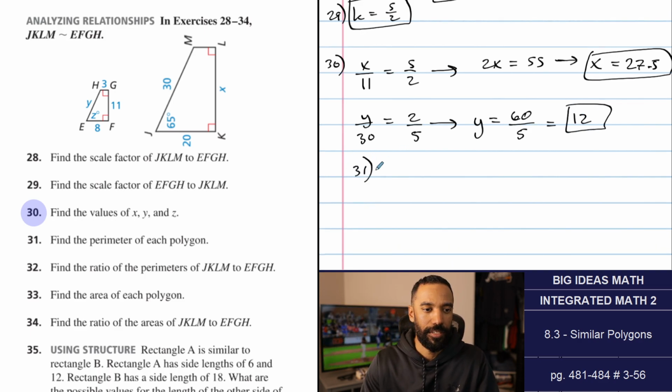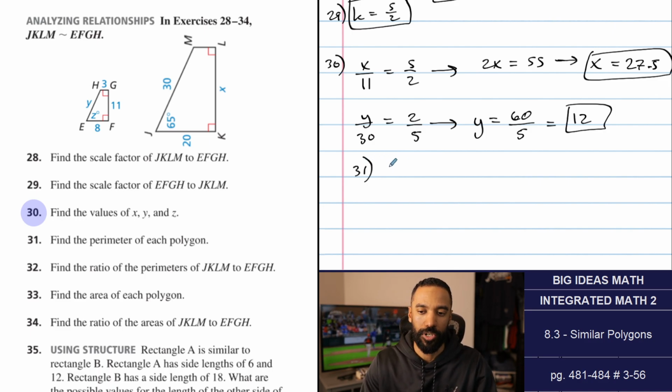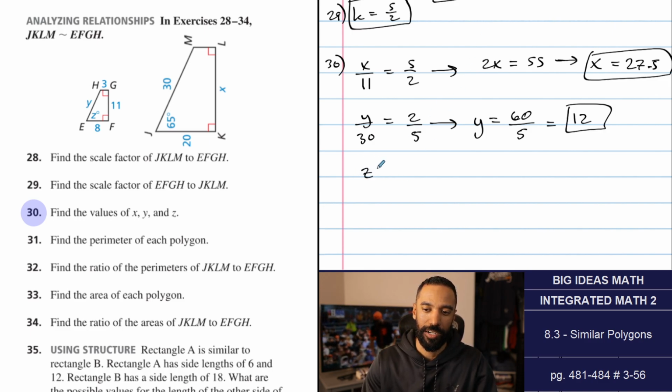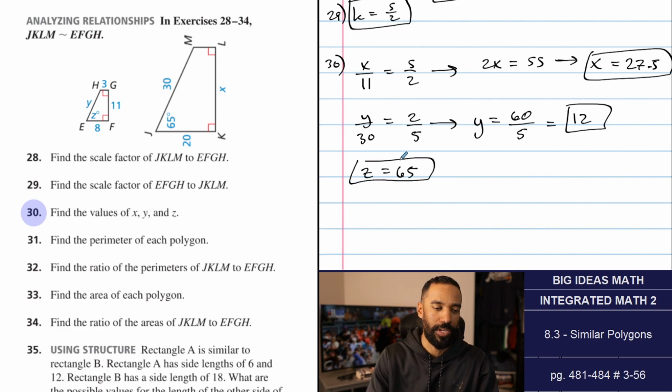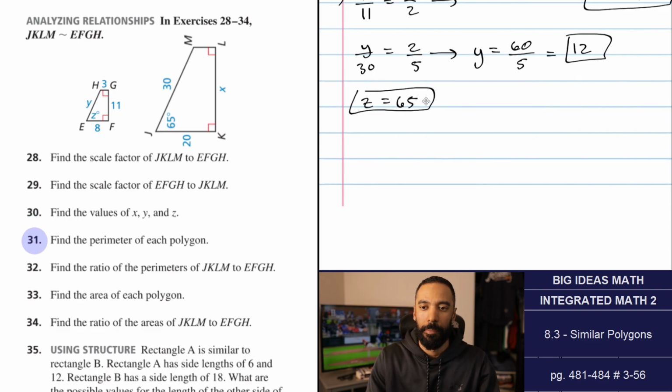And then 31. Let's be different. I have Z. Oh, Z is the angle measure. And whoops, it's not number 31, by the way. Corresponding angles are still congruent. Z is 65. And not even degrees. I have a symbol on the Z there. Number 31, find the perimeter of each polygon.